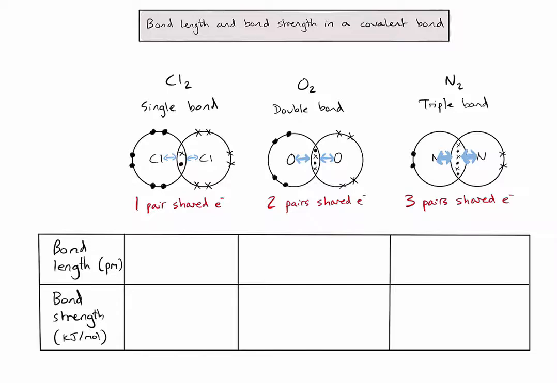Let's have a look at the actual data. And there you can see, yeah, it does follow that trend. The bond length gets shorter as the number of shared electrons increases.